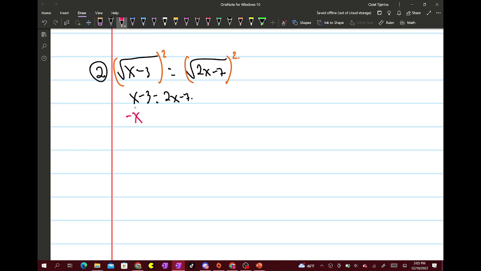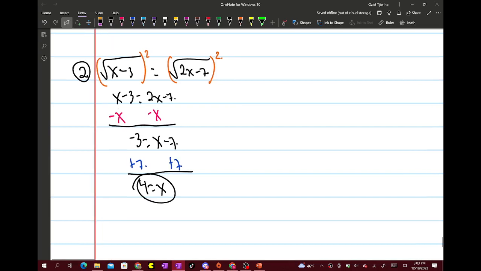You just subtract x. And if you don't know how to solve linear equations, I do have a video of that on the algebra playlist. So this is negative 3 equals x minus 7, and then you add 7 on both sides, and you get 4 is equal to x. So then you check it.